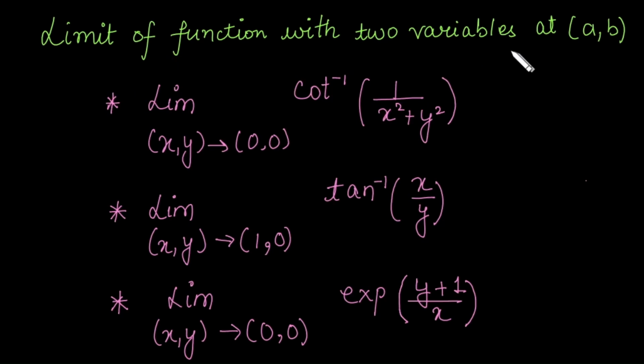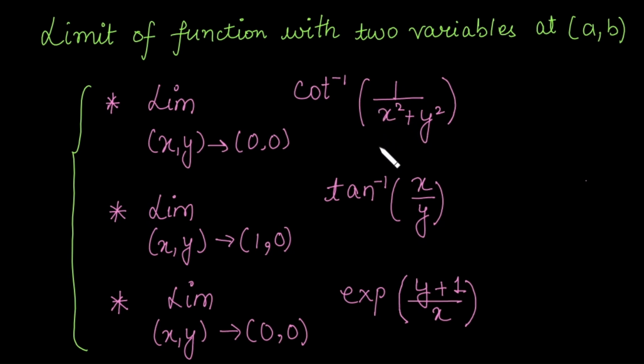Limit of a function with two variables at the particular point (a, b). In this video, we are going to learn the limits of these three functions. In this case, you can observe that we have a 1 by 0 form in each term. There is a specific reason to consider this example separately, because we need to observe whether that is a 1 by 0 or a 1 by negative 0.